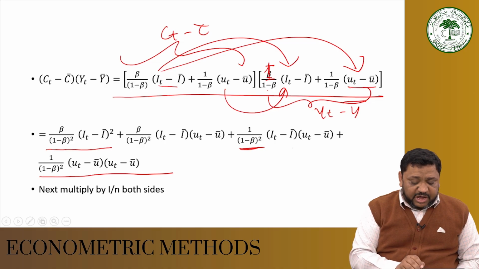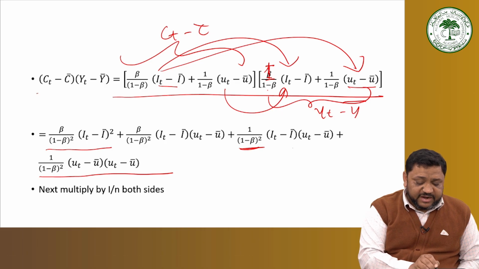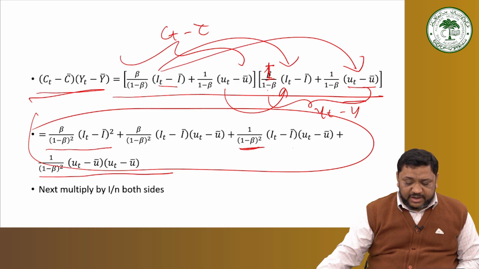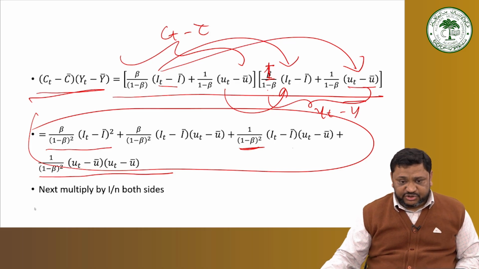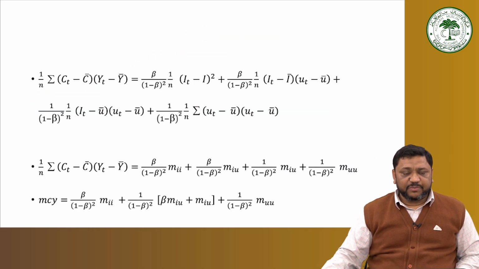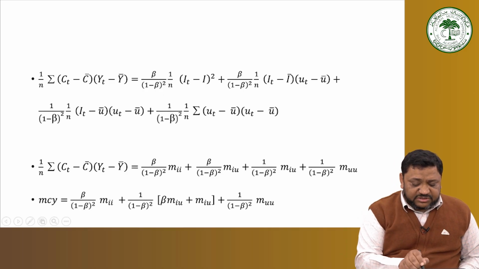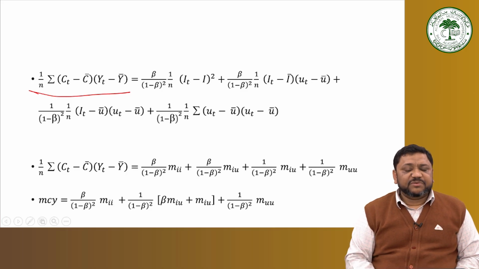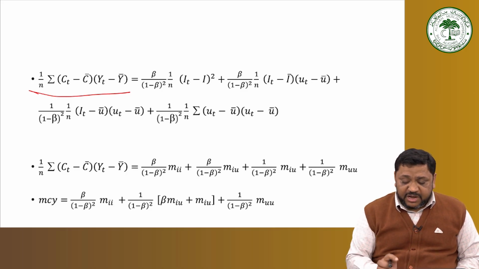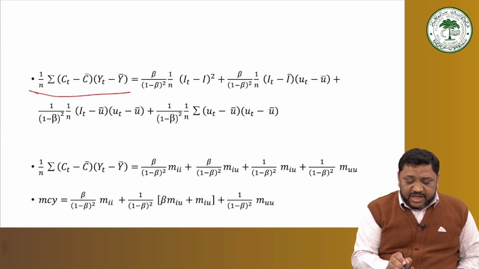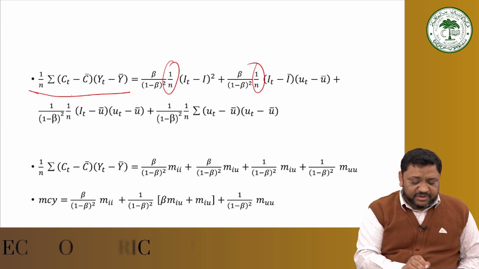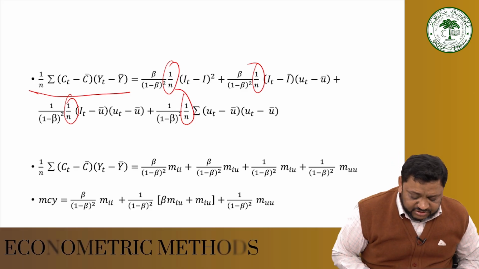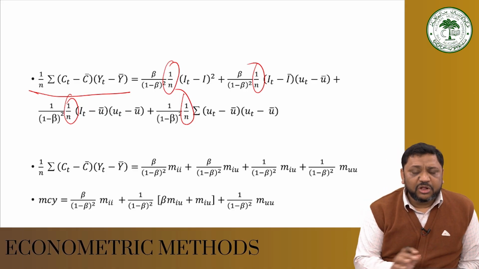Once we get this equation, now we multiply both the right hand side and the left hand side by 1 upon n, because in our initial equation from where we started, there is 1 upon n. So now we write this equation as 1 upon n summation (ct minus c bar)(yt minus y bar). Everywhere I am incorporating 1 by n in the previous equations derived. In the previous equation which we have derived, we just incorporate 1 upon n in all the terms.